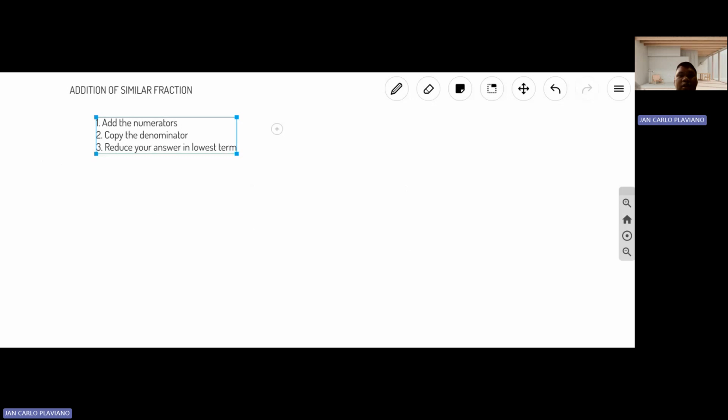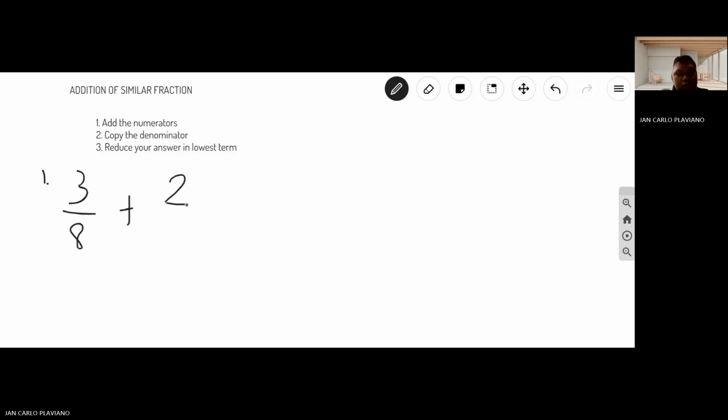Now, are you ready for the examples? Number 1, we have 3/8 plus 2/8. So these are examples of similar fractions. You need to add the numerators. So what is 3 plus 2? 5. Very good. How about the 8? Yes, we need to copy the denominator since that is our step. So our final answer is 5/8.